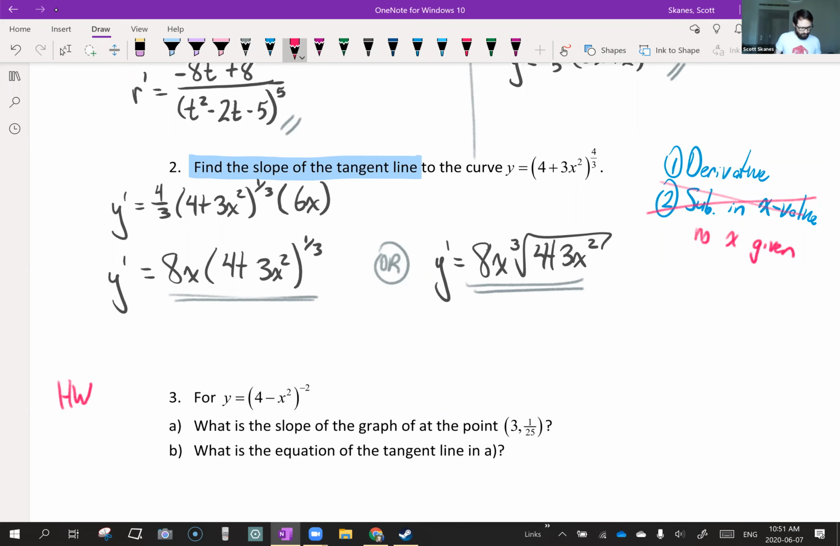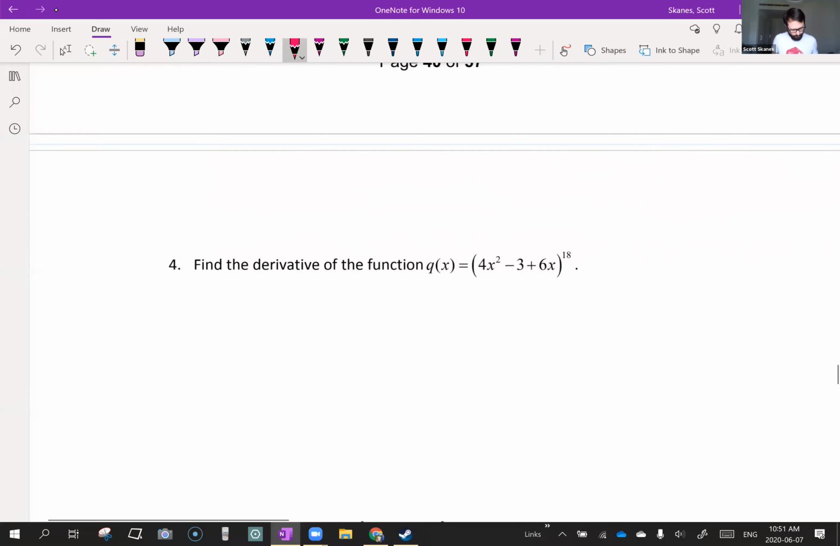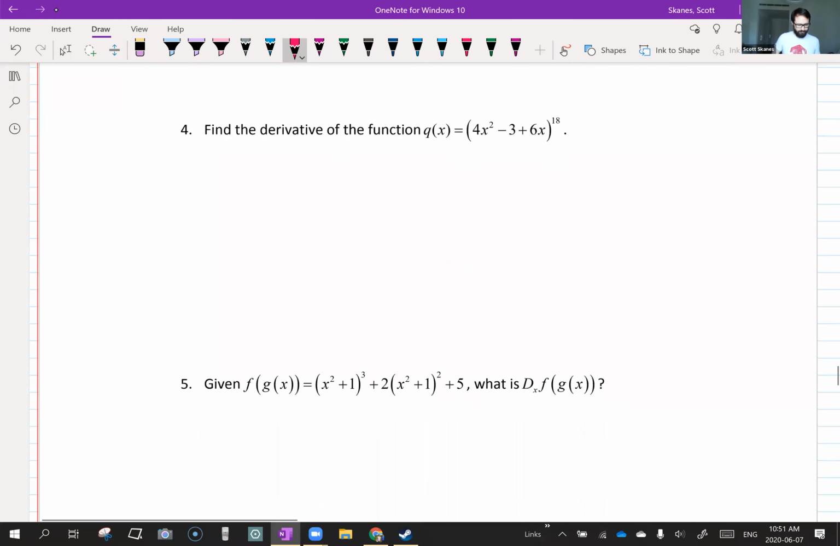Okay, number 4. Find the derivative of this function. We have this 18 outside. This one we've done one already like it actually. I'll just say it's for homework. All you need to do is take this 18, bring it in front, and then you need to do the derivative of the inside. So I'm not going to do that one. I'll leave that for you. I will do the next one because it's a little bit longer, a little trickier looking.